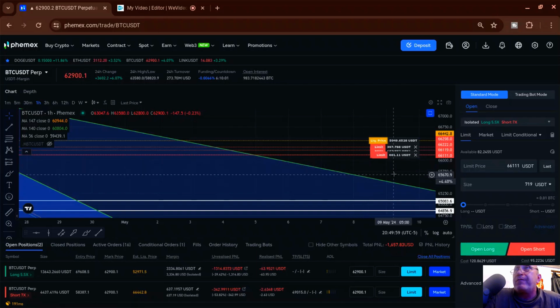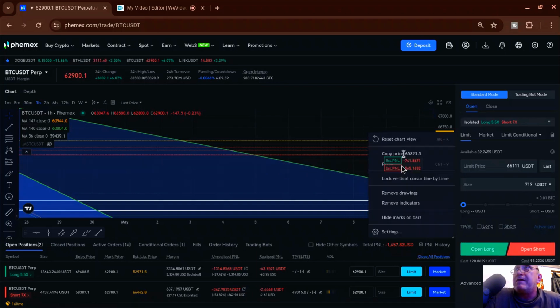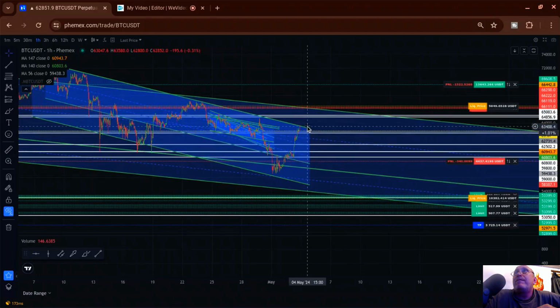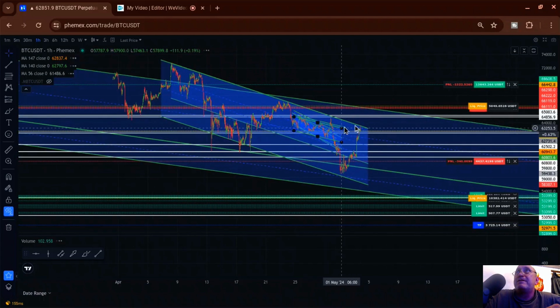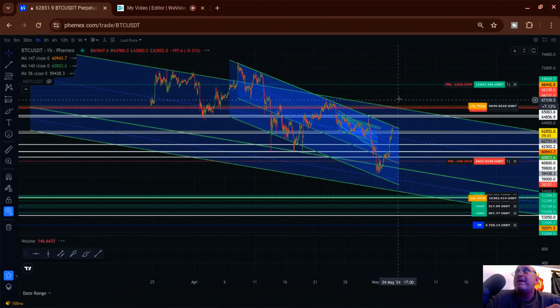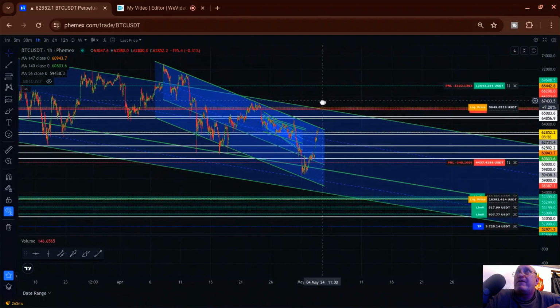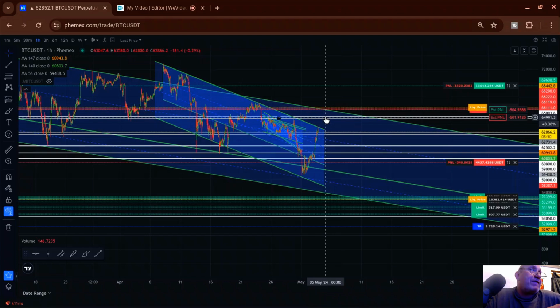Right, so that's it. Let me zoom out and show you the grand scheme of things. Bitcoin's likely stuck in this macro descending channel for some time to come. So be careful out there. The levels I would watch at the very top: 62,000, or the 65,000 area, and then the top of the channel where I've got my red.